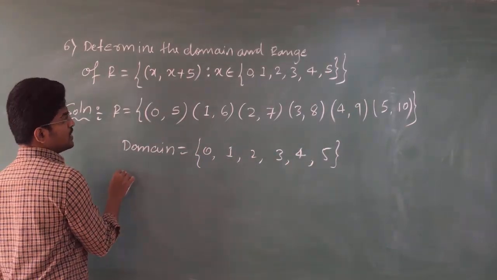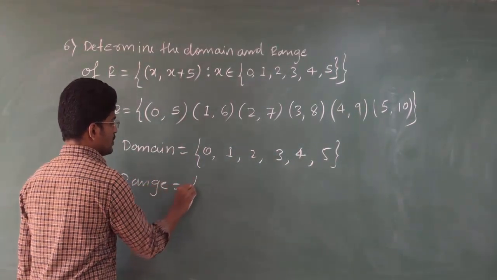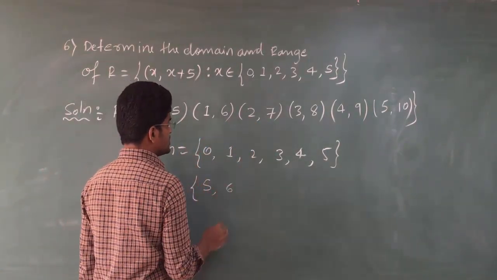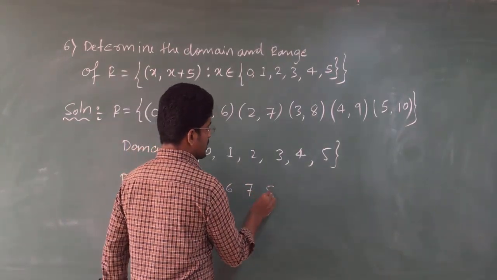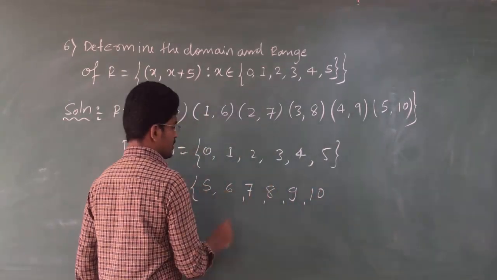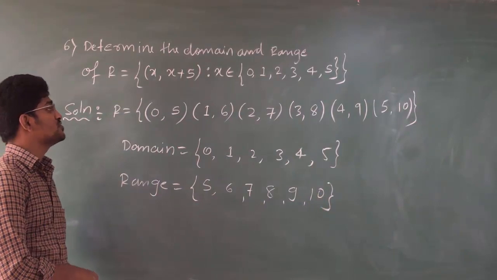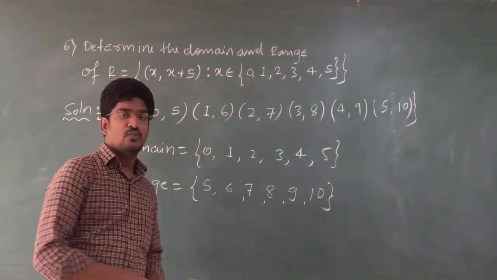Next, if I take range, what will be the range? Collection of second elements: 5, 6, 7, 8, 9 and 10. So this is the range. Clear? Very simple question, but writing R is very, very important.